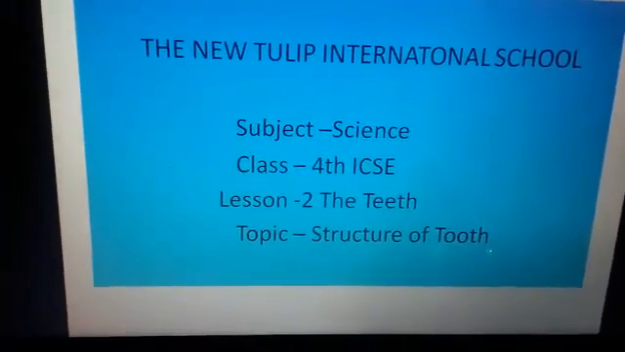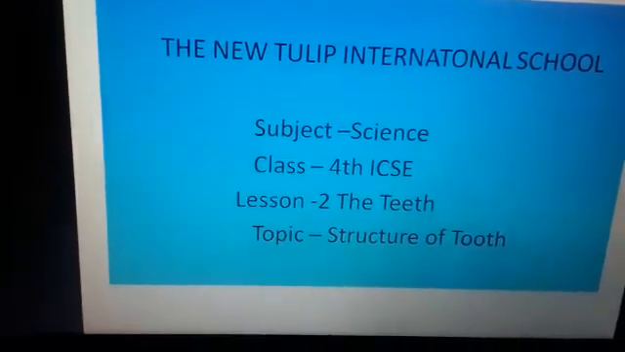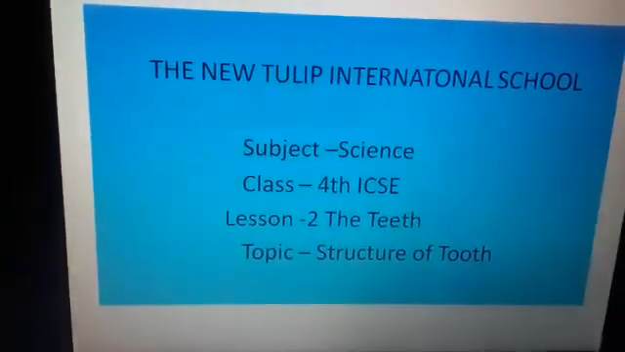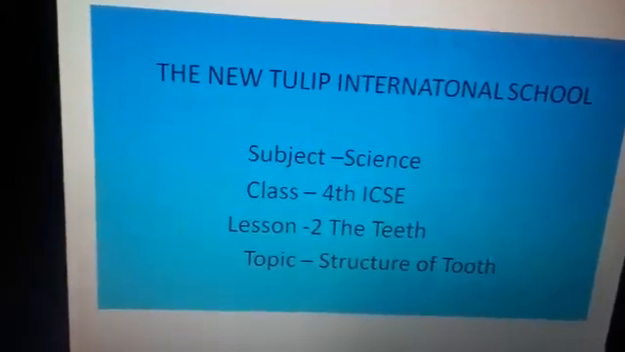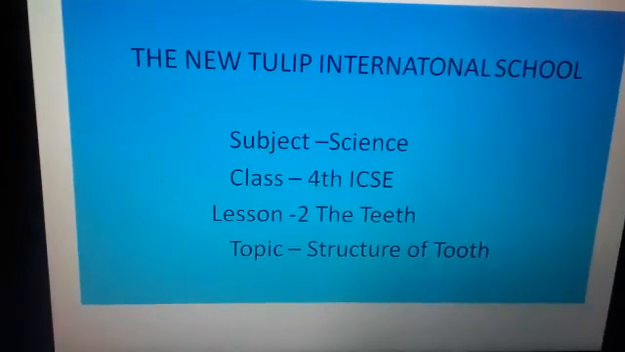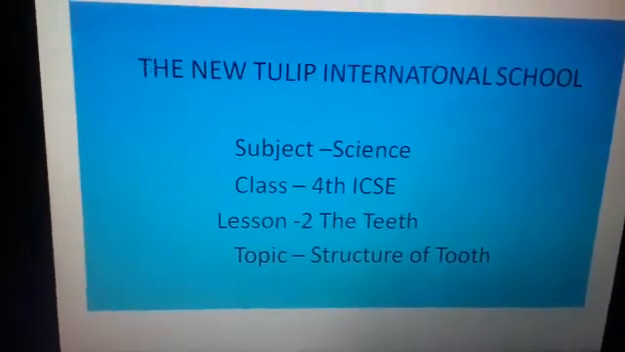So today we'll continue with our chapter lesson number 2, the teeth. As previously we have discussed the temporary teeth, permanent teeth and the kinds of teeth, that is canines, incisors, molars and premolars. So now we'll next discuss the structure of our teeth. So let's see.